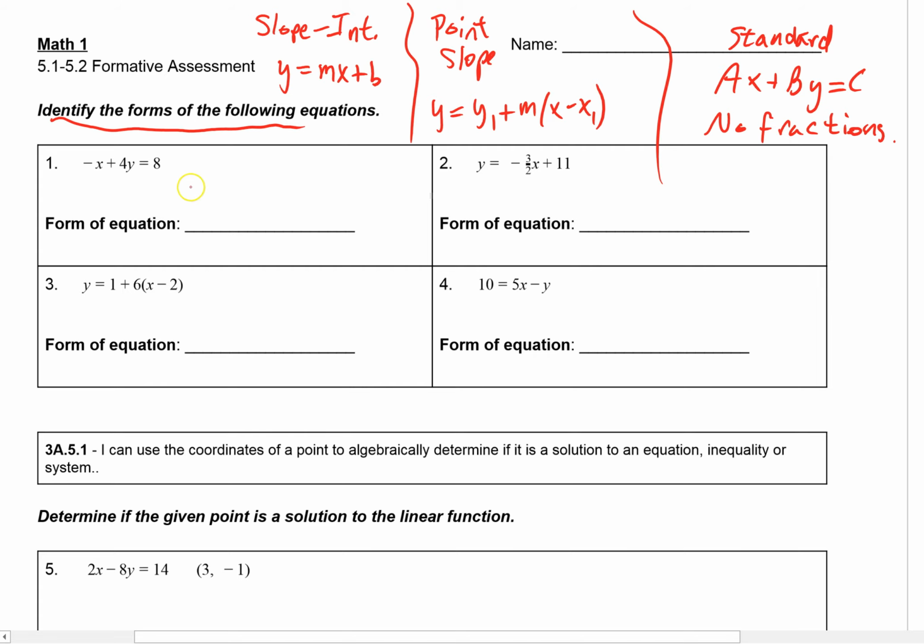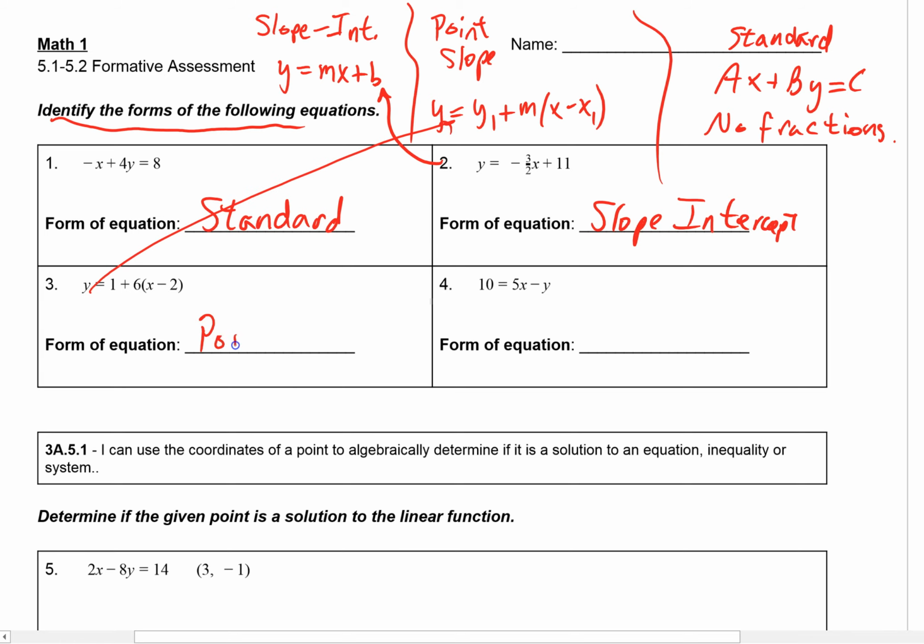With number 1, I hope you're going to see x and y together on the left-hand side. All you got to do is write that this is in standard form. Take a look at number 2. I hope you can see it looks just like y equals mx plus b. That's going to be slope-intercept form of a line. As we're taking a look at number 3, I hope you can see that's looking exactly like point slope.